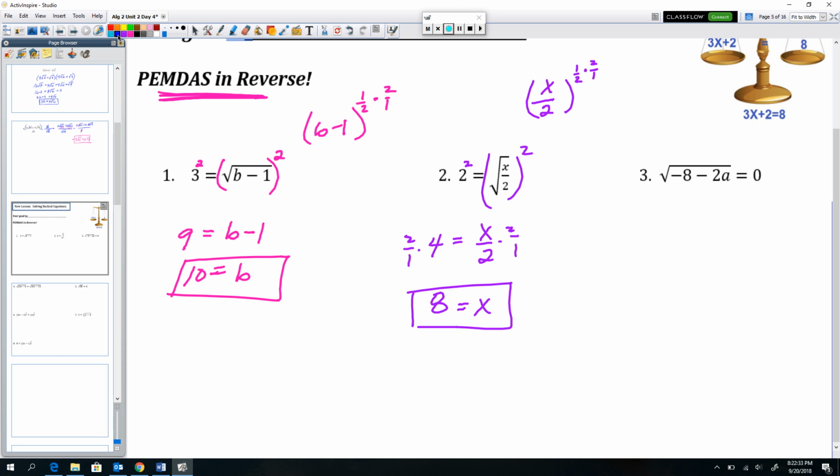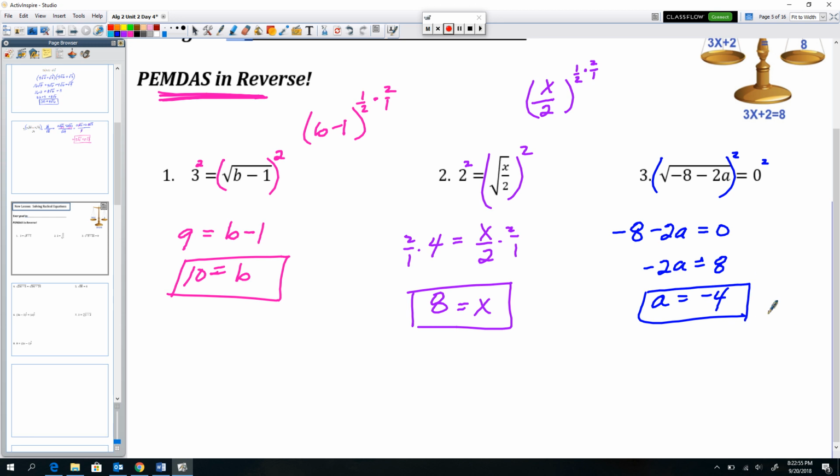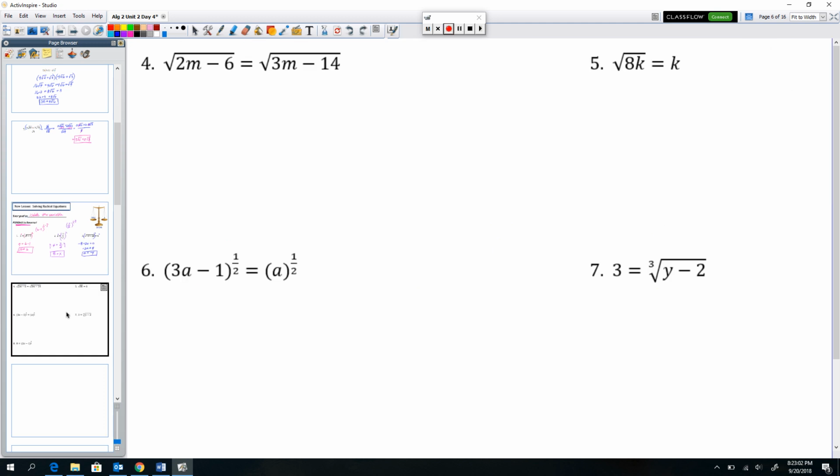So of course, you probably trust me at this point. I don't have to prove it to you. We will counteract this radical by squaring it. Whatever you do to the left, you have to do to the right. So now I have negative 8 minus 2a equals 0, because 0 squared is 0. Add 8 to both sides, divide by negative 2. So your variable isolated is a equals negative 4. If you plug that back in, you will get the right answer. If you have time on these quizzes and tests, I always urge you to plug your answers back in for the variables to see if you did it correctly.